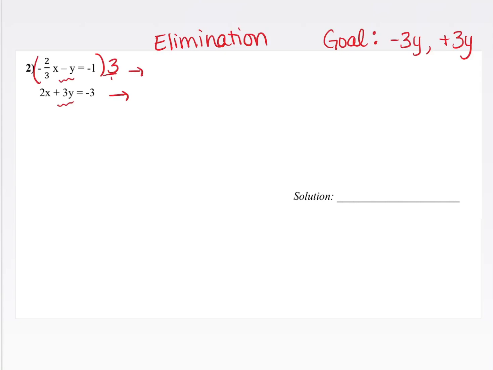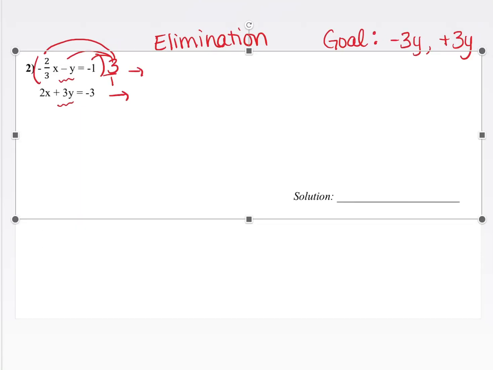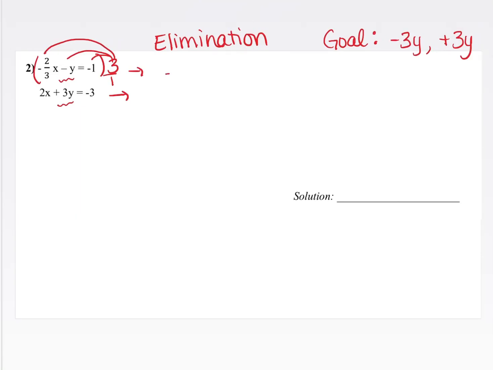So I'm going to multiply the top equation by 3 and then I'll just rewrite the bottom equation. So this is really 3 over 1. If we have negative 2/3 times 3 over 1, we end up getting negative 6. We distribute to all of them. Negative 6/3, which is the same thing as negative 2, and then x. Then we have 3 times negative 1y, which is negative 3y, and 3 times negative 1, which is negative 3.